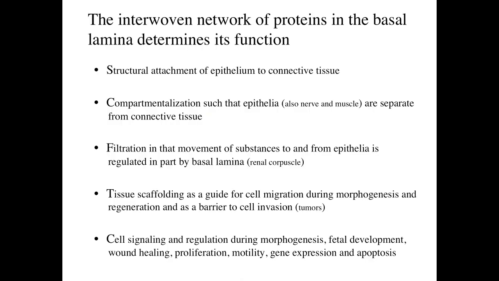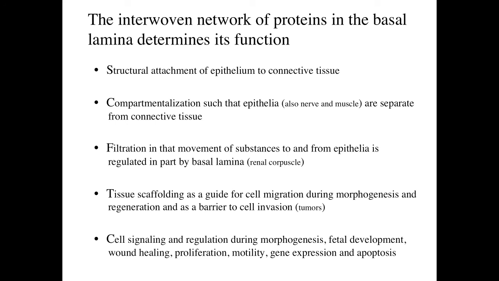Now, this interwoven network of proteins in the basal lamina determines its function. So you'll have structural attachment of epithelium to the connective tissue. There'll be compartmentalization such that epithelia and also nerve and muscle are separated from connective tissue. As we said, the basal lamina serves as a filtration barrier in the renal corpuscle. It allows movement of substances to and from epithelium, and that filtration is in part regulated by the basal lamina.